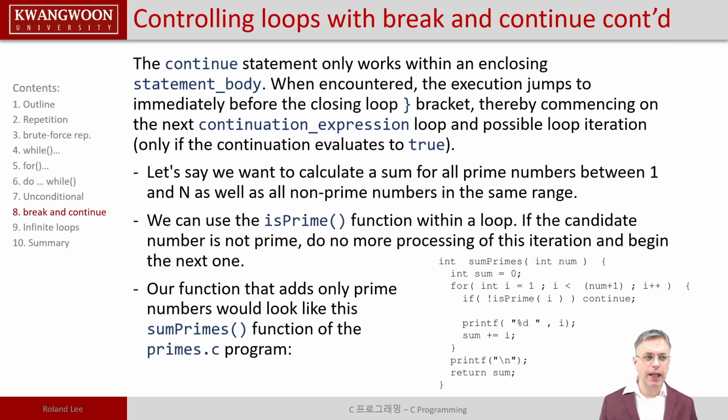So let's see. We want to calculate the sum for all prime numbers between 1 and n, as well as non-prime numbers in the same range. We can use the isPrime function within a loop. If the candidate number is not prime, do no more processing of this iteration and begin the next one. Our function that adds only prime numbers would look like this, sumPrime. You see here, function of the primes.c. So let's do that primes.c this time.